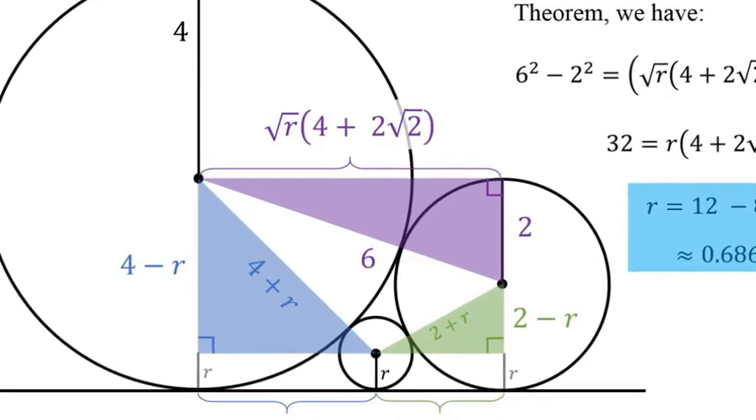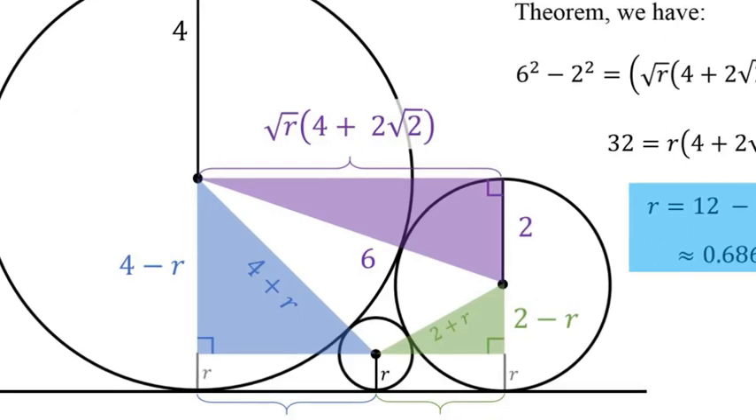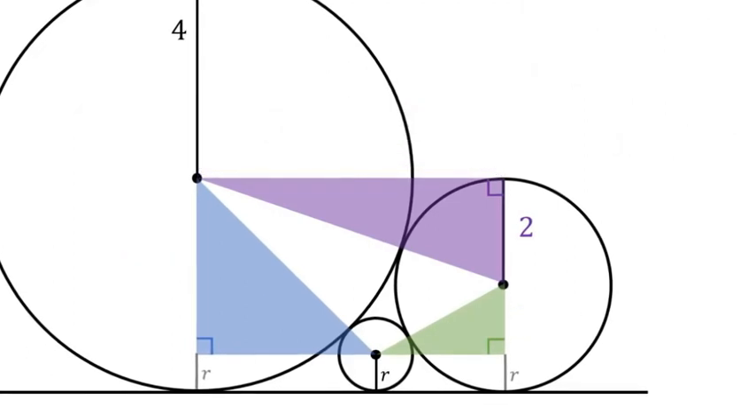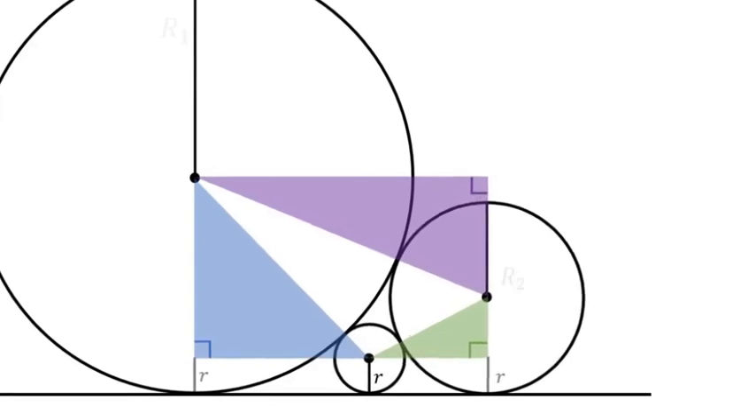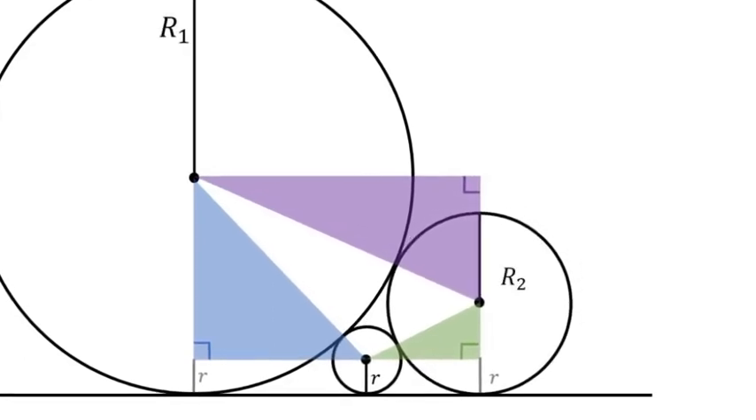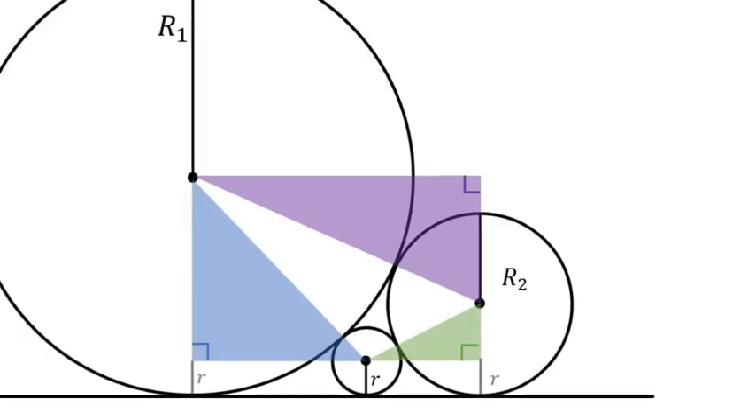But can we generalize this? What would happen if our 2 larger circles had arbitrary values? Well, we can modify this diagram as follows. Suppose the largest circle has a radius of capital R1, and the next largest circle has a radius of capital R sub 2.